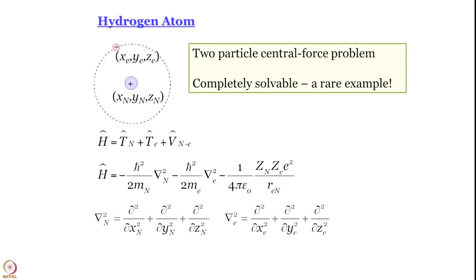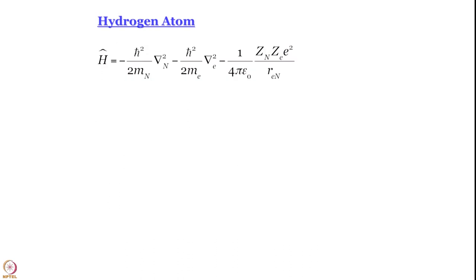Okay? And lest we forget, the Laplacians are essentially del 2 del x 2 plus del 2 del y 2 plus del 2 del z 2 with the appropriate subscript, n for nucleus and e for electron. Great. So, this is what it is.